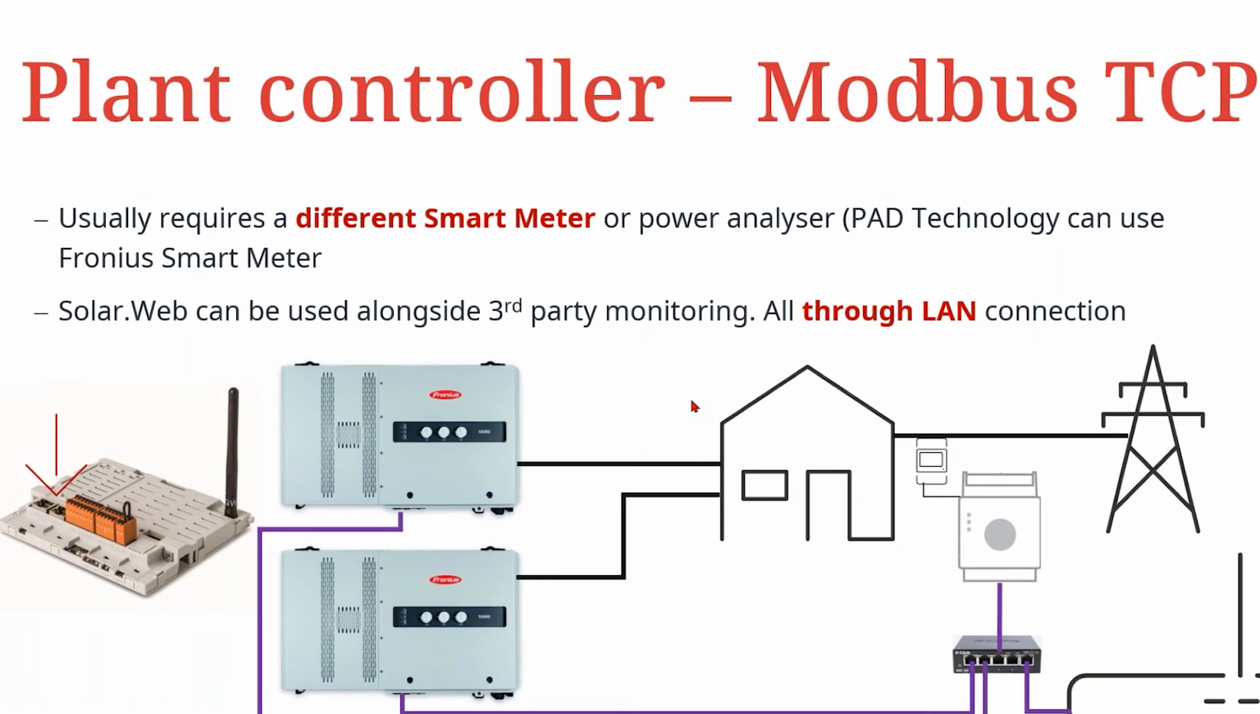And how does that look in the layout of the system? Well, with TCP, so using the LAN connections, we just have the connections back to our router, maybe an Ethernet switch, and then our plant controller and its meter also connected there. So quite a simple setup.